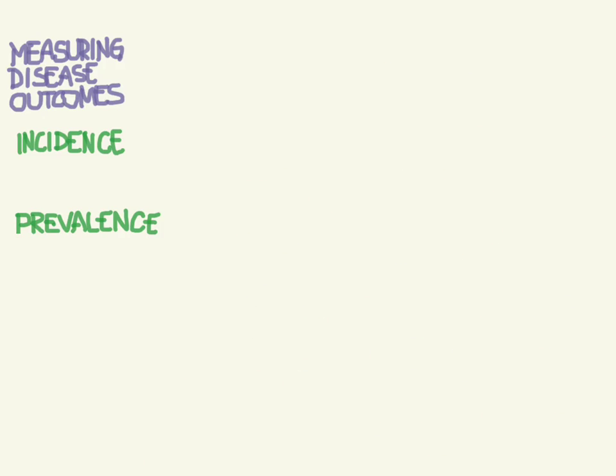So let's continue talking about measuring disease outcome, and now we're going to talk about incidence and prevalence. To understand the difference between these two, we should first talk about the difference between a rate and a proportion. A rate is a measure of how fast disease is occurring in a population. So time is going to be in the denominator here.